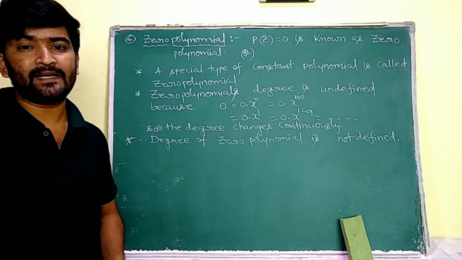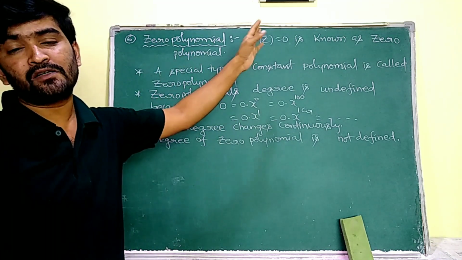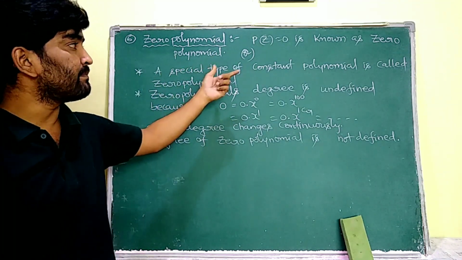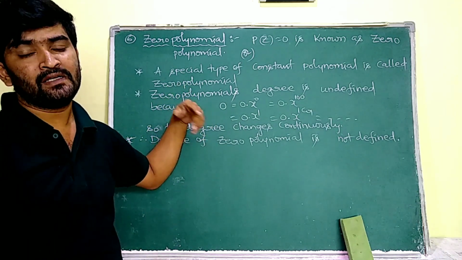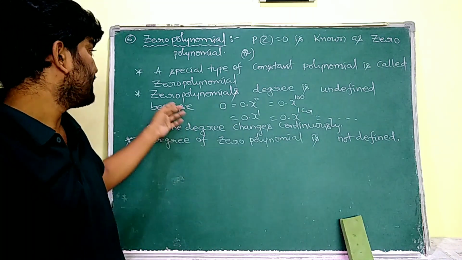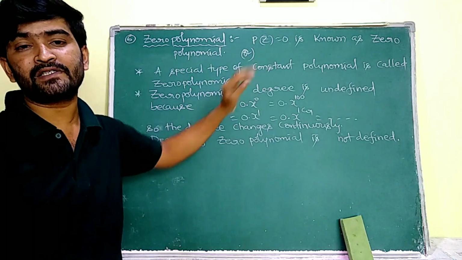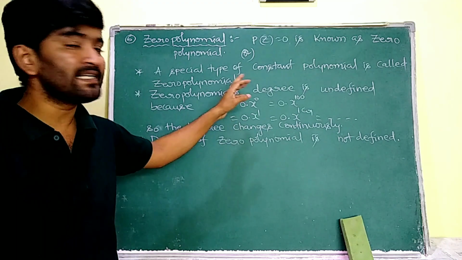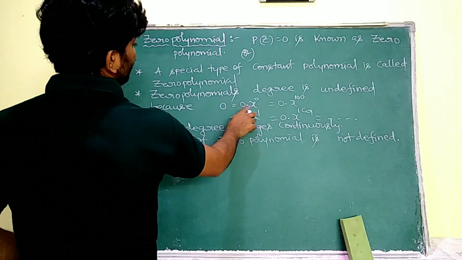The sixth type of polynomial is the 0 polynomial. P of z is equal to 0 is known as the 0 polynomial. A special type of constant polynomial is called a 0 polynomial. That means 0 itself is known as a 0 polynomial. So 0 is a constant, that is why it is a special type of constant polynomial known as the 0 polynomial.